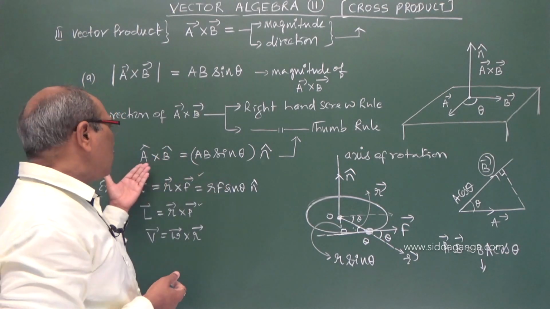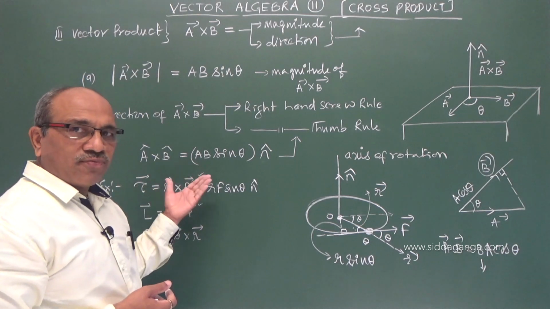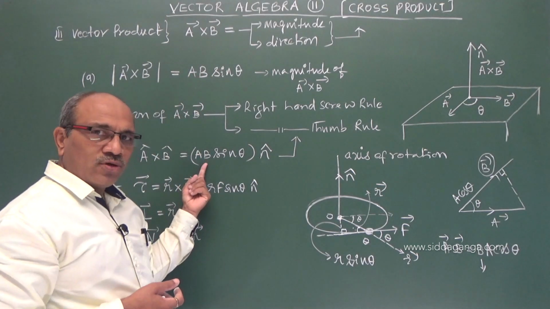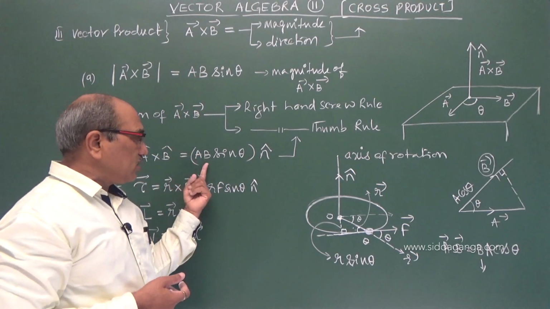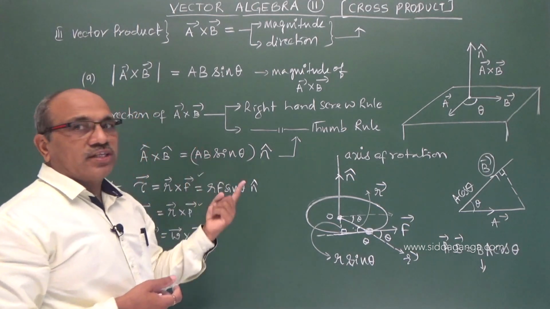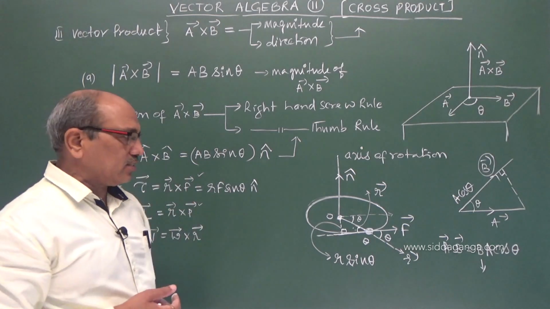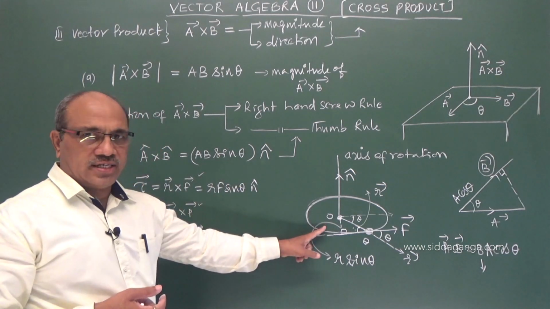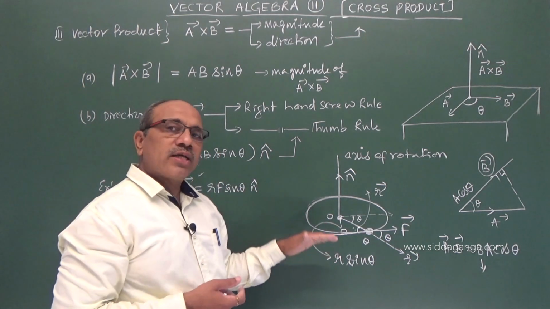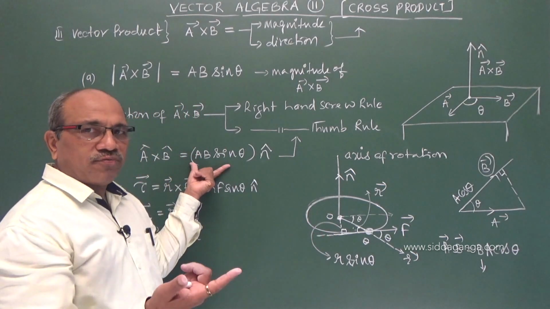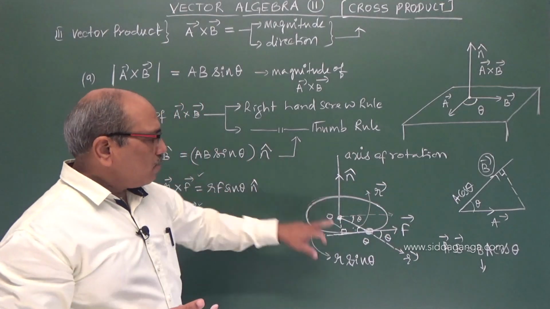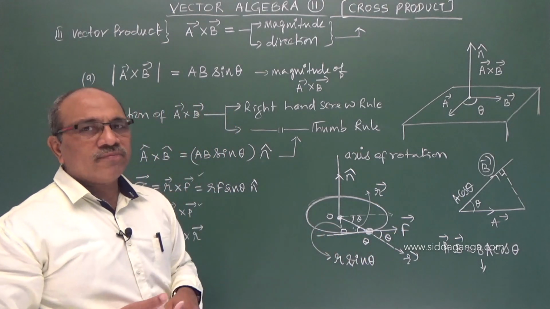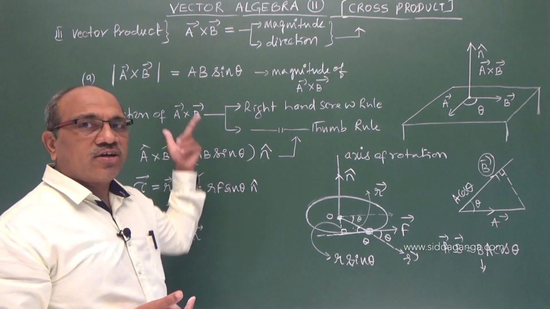If the definition is asked, how to define A cross B: the magnitude of the vector product or cross product of two vectors is numerically equal to the product of the magnitudes of the two vectors into the sine of the angle between the two vectors. That definition is enough. I defined it here only to make you know why the sine function comes. That also holds good. You can define it as numerically equal to the magnitude of the vector product, one vector into the perpendicular distance between the axis of rotation and the line of action of that vector. That gives you the cross product of vectors or vector product.